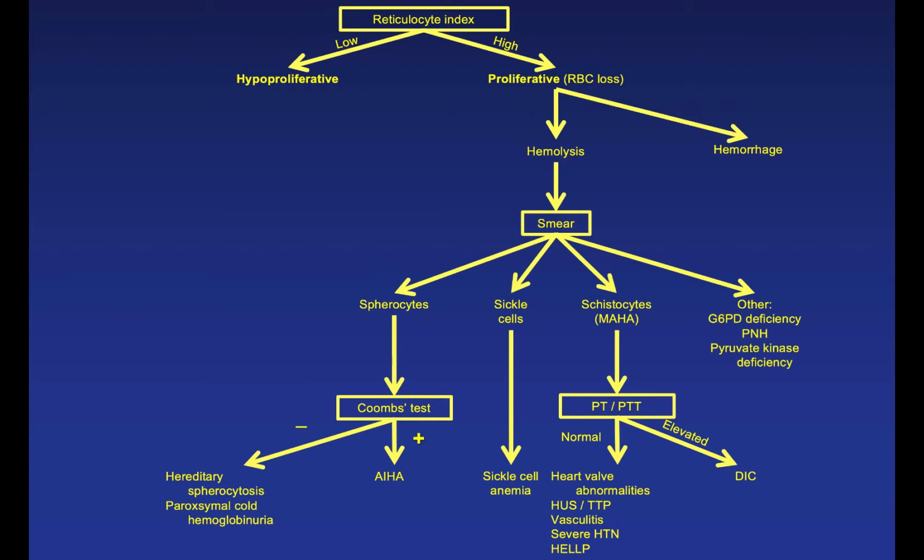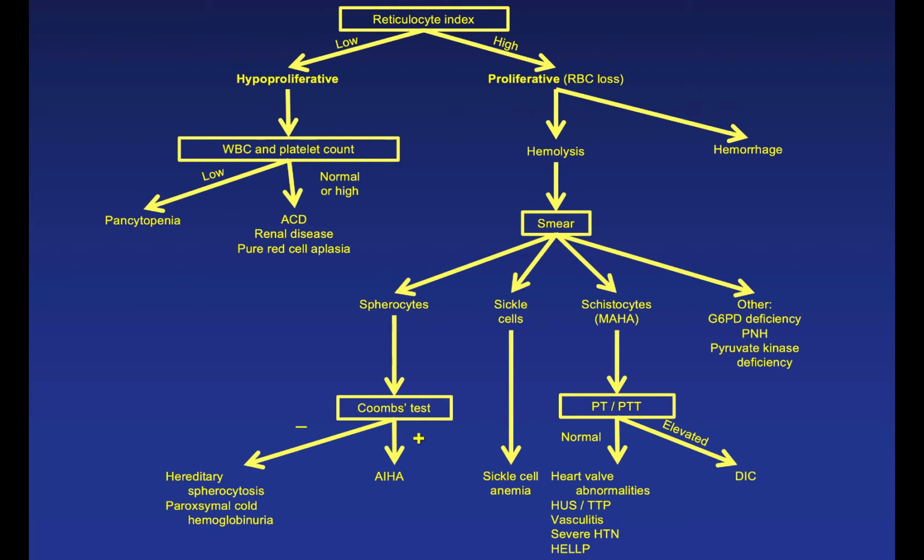But going back up to the reticulocyte index, if that's low, we call that hypoproliferative, and then we check a white count and a platelet count. If those are also low, we call this pancytopenia. And pancytopenia is usually either due to hypersplenism, which gives you a mild to moderate pancytopenia, so you do a CT or ultrasound to rule that out. But more likely than that, it's due to a bone marrow process.